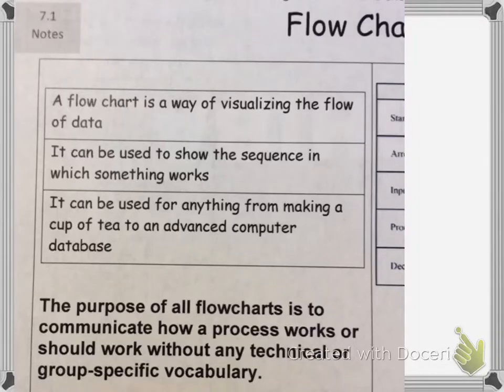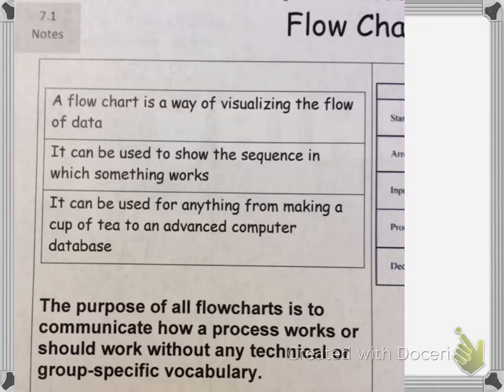This is Note-Taking Guide 7.1. Today we're going to talk about flow charts. This is the class Mathematical Decision Making for Life. So a flow chart is a way of visualizing the flow of data. It can be used to show the sequence in which something works. It can be used for anything from making a cup of tea to an advanced computer database.